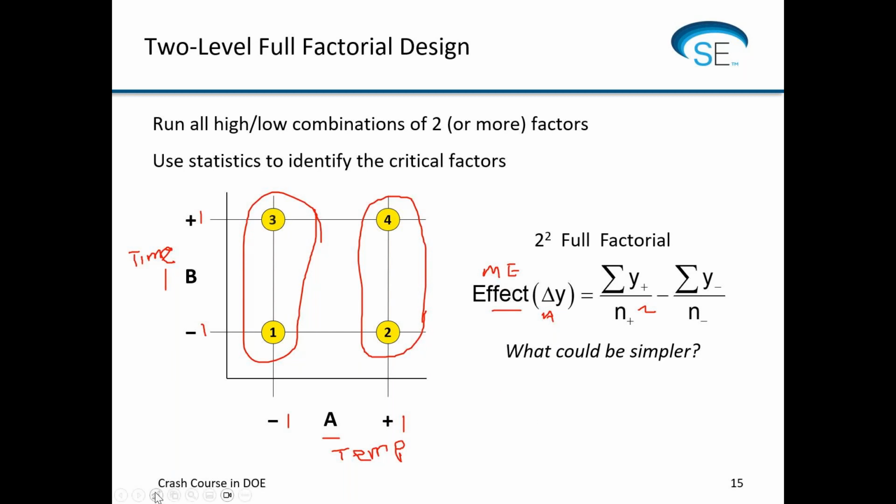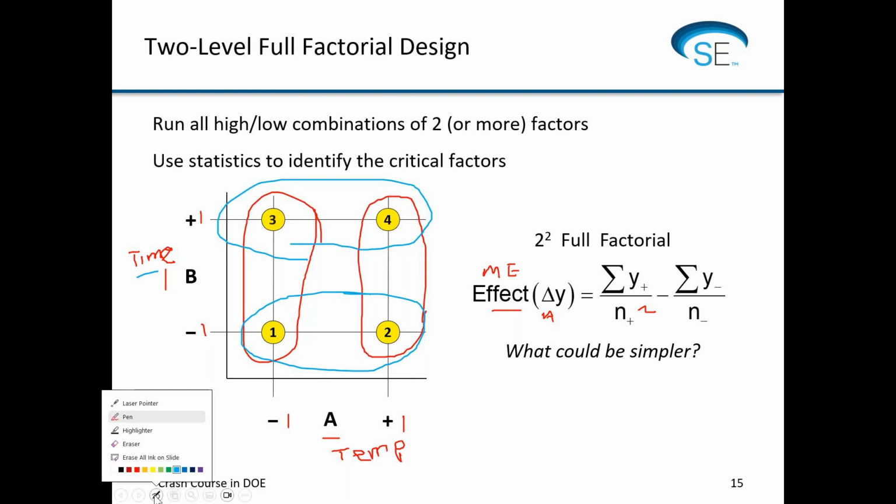And how do we calculate B then? Well, we would take the average of when B is high, and we would subtract the average of when B is low, and that would be the main effect for the impact of time on our design. Okay, now if I get the right tool here to erase all ink.